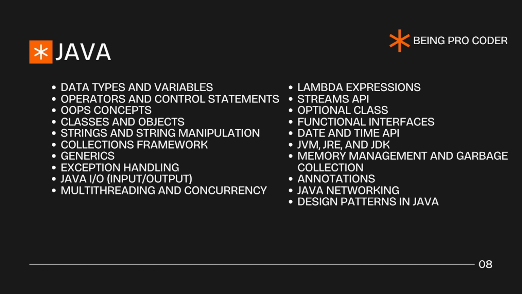Memory management and garbage collection. These two things are also very important in Java, where we can learn about garbage collection. Java automatically manages memory and removes unused objects. Unused objects can be pushed to garbage collection. Annotations are like metadata to provide information to compile time or runtime.